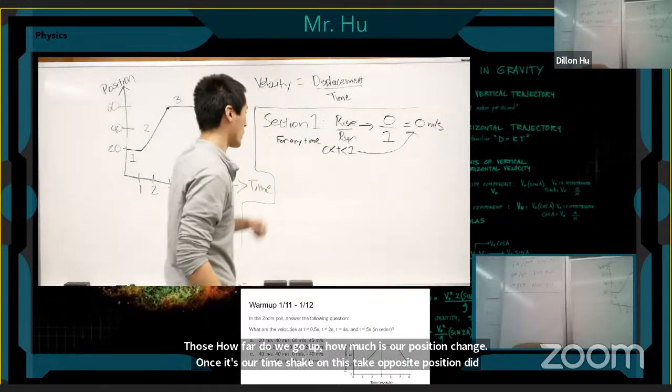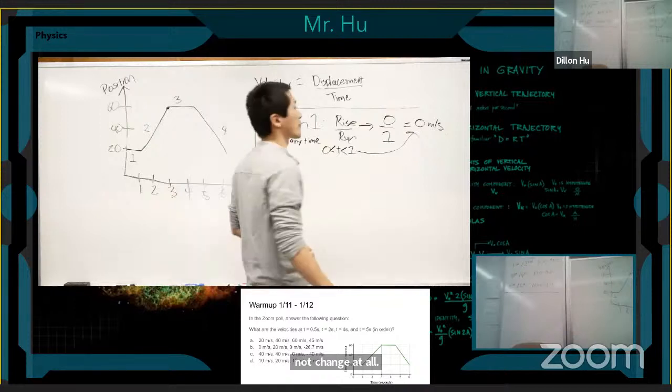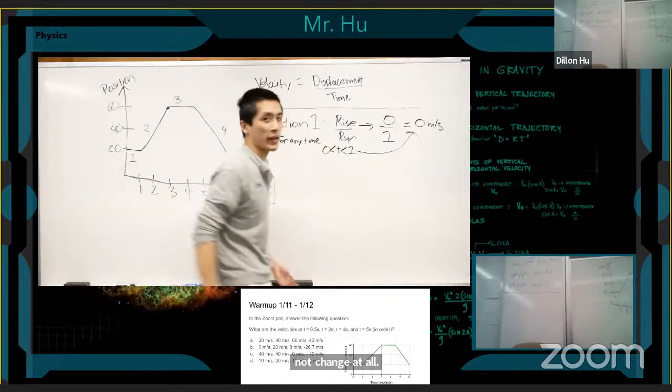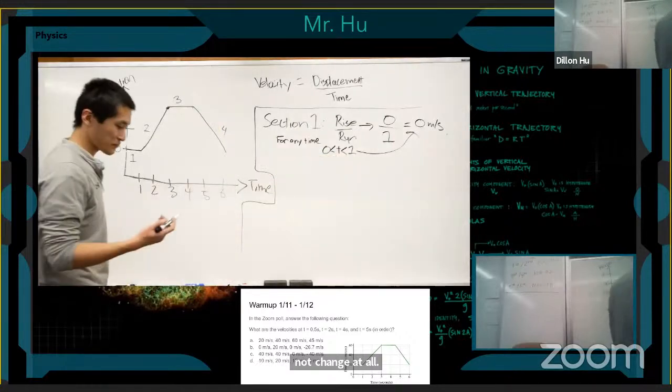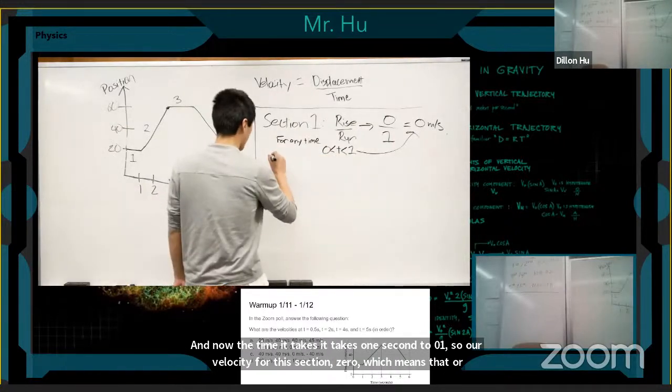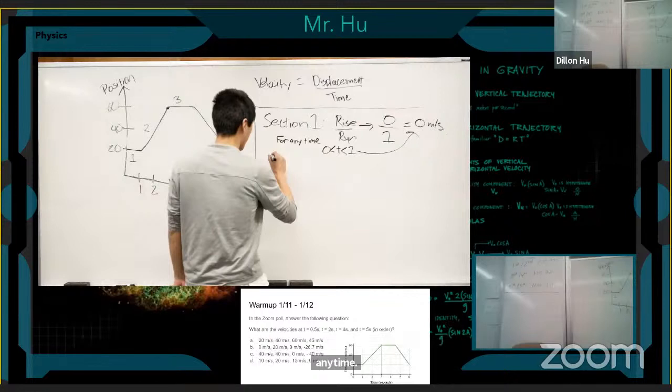So in this particular problem, I asked for your velocity at time equal to 0.5 seconds. Anywhere between 0 and 1 second, it's just going to be the same velocity. It's going to be 0. Let's talk a little bit about section 2. No, let's go to section 3 first.